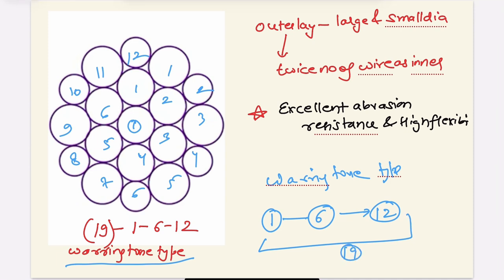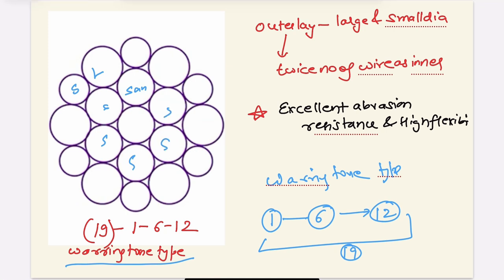Now here what we have to see, the logic is that the outer layer has both smaller circles and larger circles, and the inner layer has the same circles, all the same.